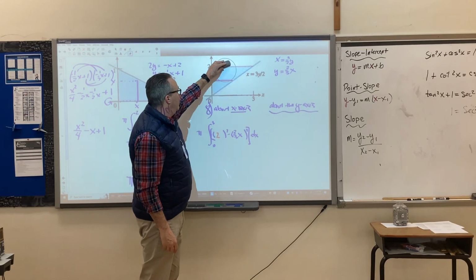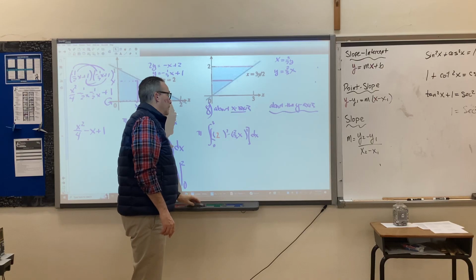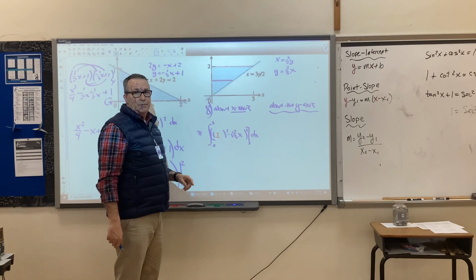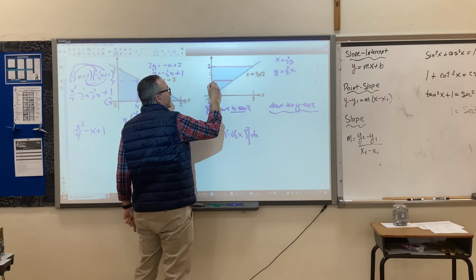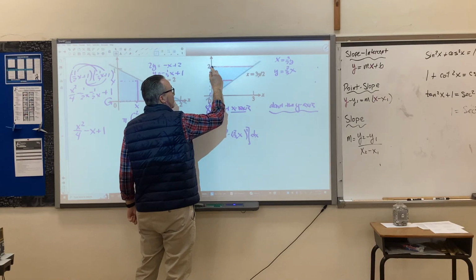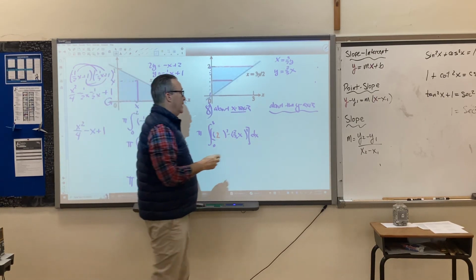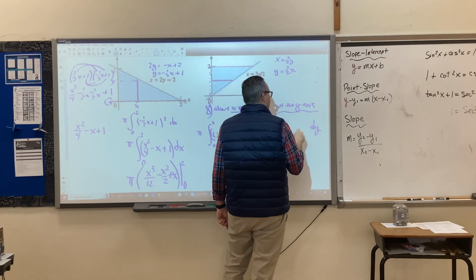If we go about the y-axis, is this the washer method or the disk method? Disk. How do you know? Because you revolve on the line and the whole thing is here. Here's the axis of revolution, and the shaded area borders the axis of revolution. Since rectangles are perpendicular to the y-axis, we're integrating dy.